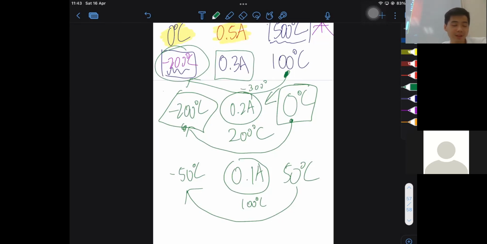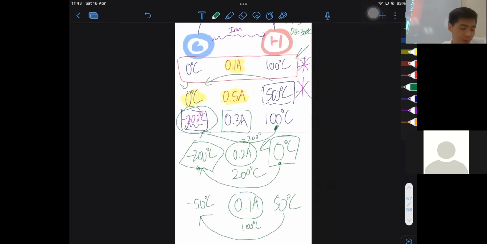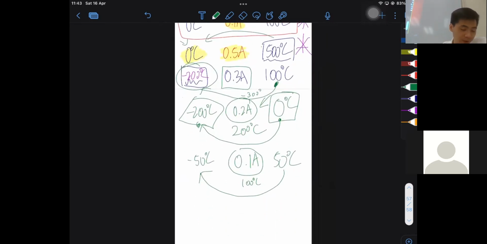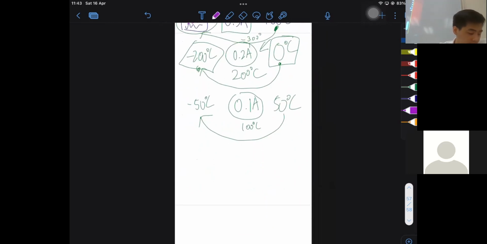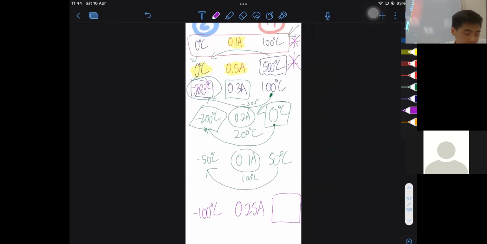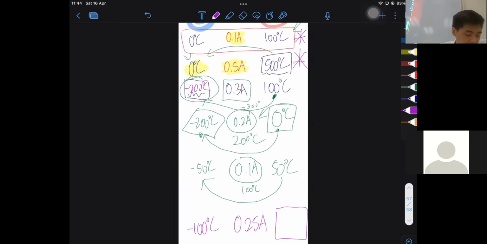Okay, anyone don't understand? So far, I've given you quite a few examples already. Everyone understand? I want everyone to send me the answer. I'm going to give you one more question here. Right now, let's say my cold junction is at negative 100 degrees Celsius. My galvanometer gives me right now 0.25 amperes. Tell me what the hot junction is. These are your reference points. Tell me what the hot junction is. Everyone send me an answer.